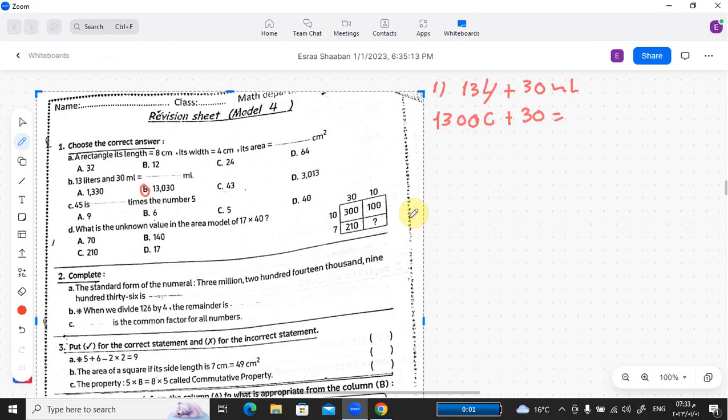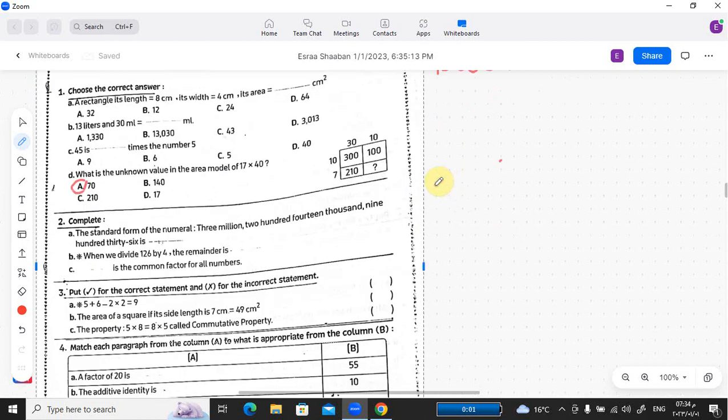45 means equal. Which number times 5? When I said table 5: 5, 10, 15, 20, 25, 30, 35, 40, 45. So it's 9. What is the unknown value of the area model 17 times 40? So here 10 times 30 equals 300 and 10 times 10 equals 100. 7 times 30 equals 210 and 7 times 10 equals 70. So the missing is 70.